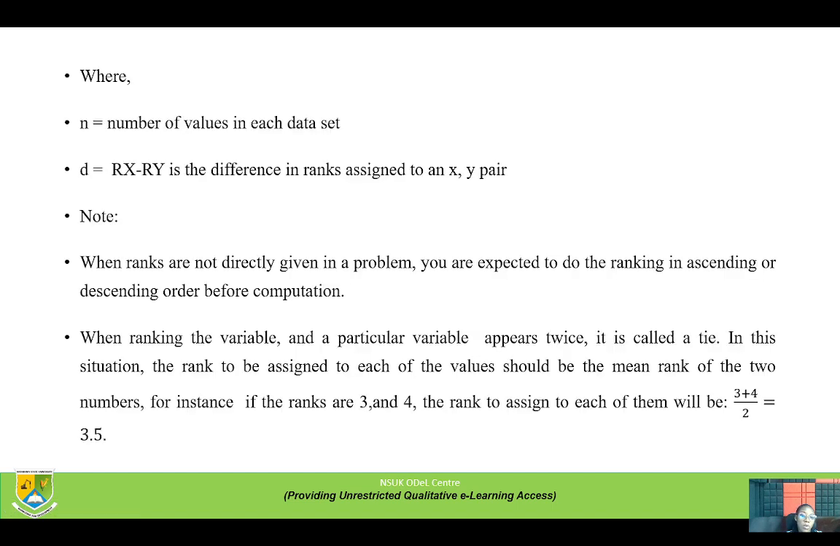where from the formula, n is the number of observations in the data set, and d is the difference in ranks assigned to x and y.